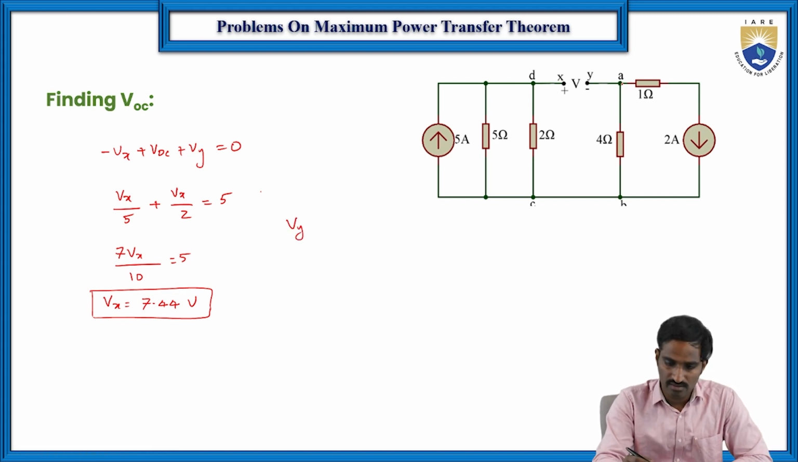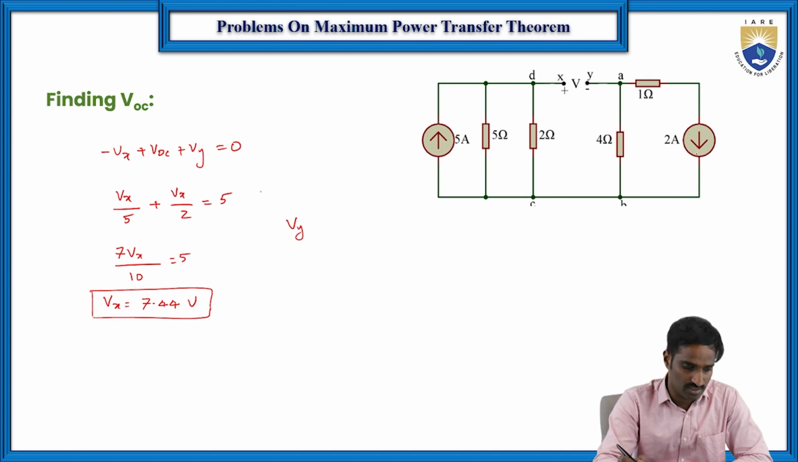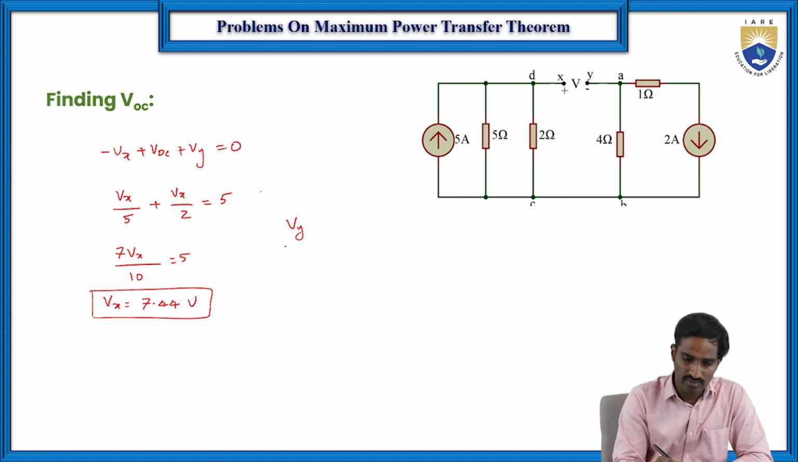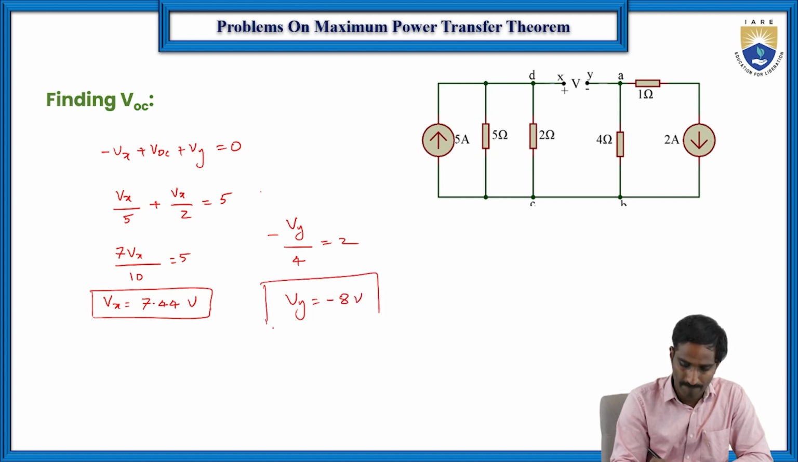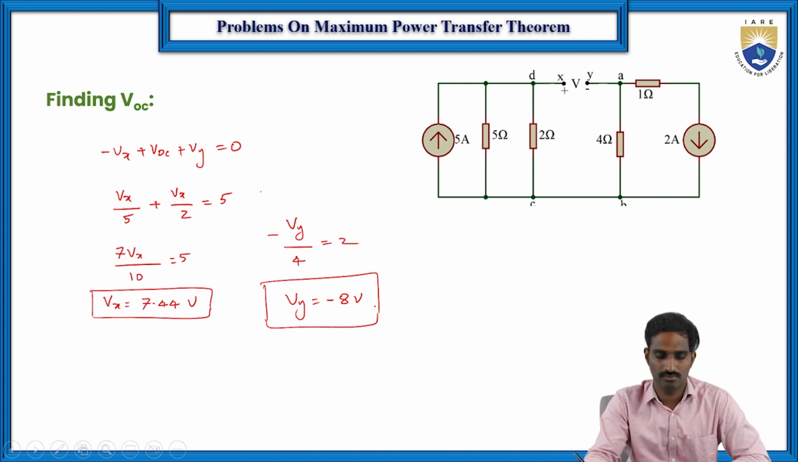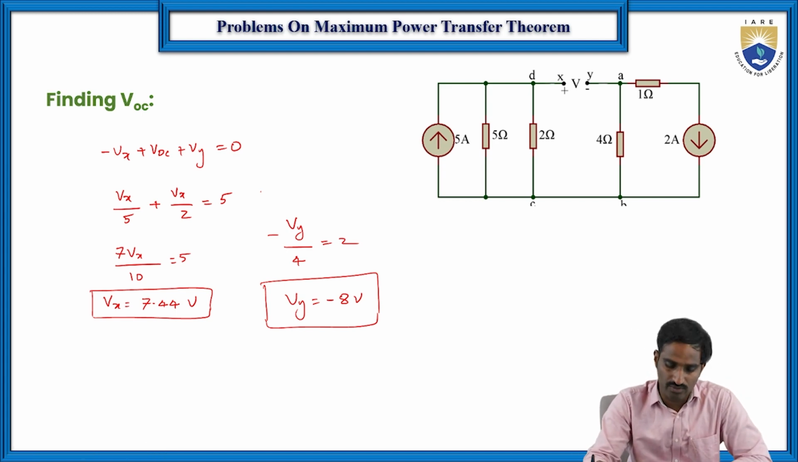So as you can see here, Vy by 4. Here the current flowing through is 2 amperes. So Vy by 4 is equal to minus, because we consider minus Vy, which is equal to 2. Then Vy is equal to 4 into 2, here it is minus 8 volts. This is Vy. Okay, Vy is equal to minus 8 volts, right?